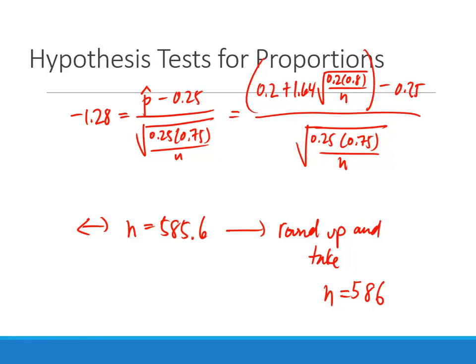So if my sample size had been slightly larger, remember before it was 541, if my sample size had been a little bit larger, the probability of a type 2 error would have been a little smaller. So this is kind of a key idea. Larger sample size implies a smaller probability of a type 2 error.